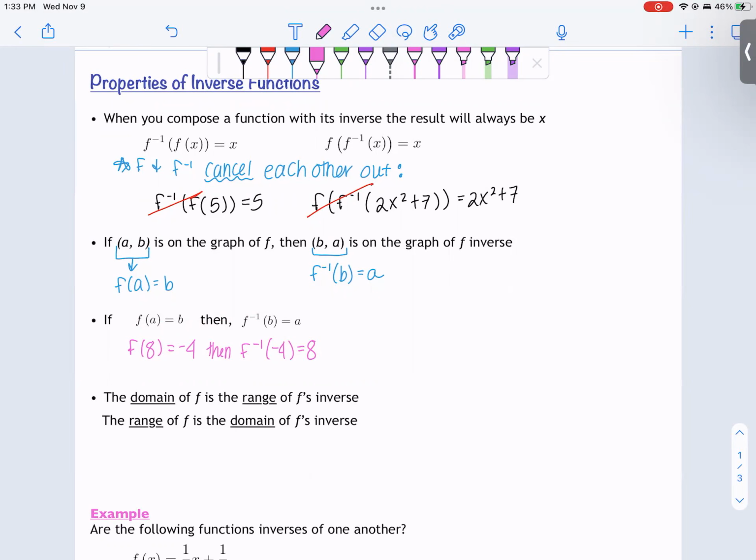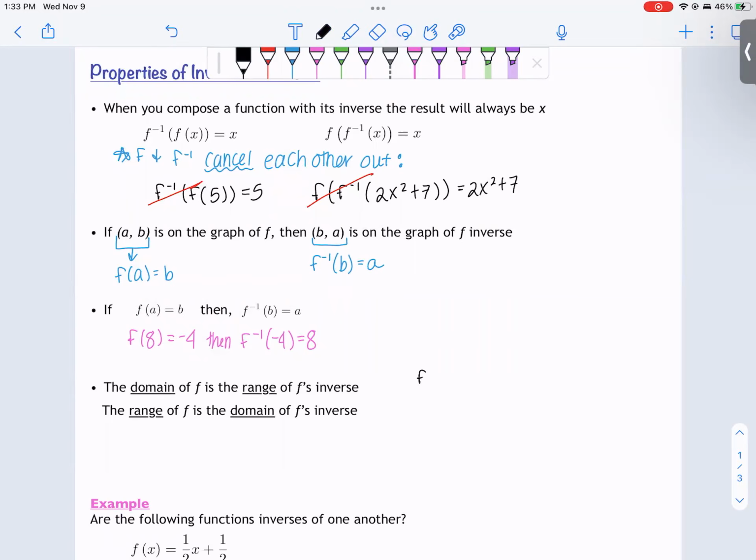Another fun thing about inverse functions is that the domain and range of a function flip-flop and become the range and domain of the inverse. So if you have a function f and it has a certain domain, then f inverse has that domain as its range. And the range of f becomes the domain of its inverse.